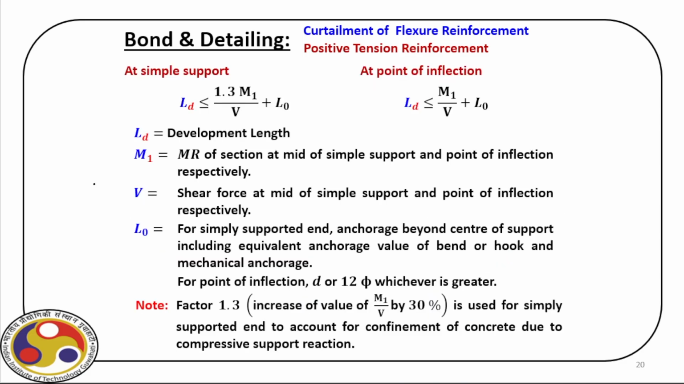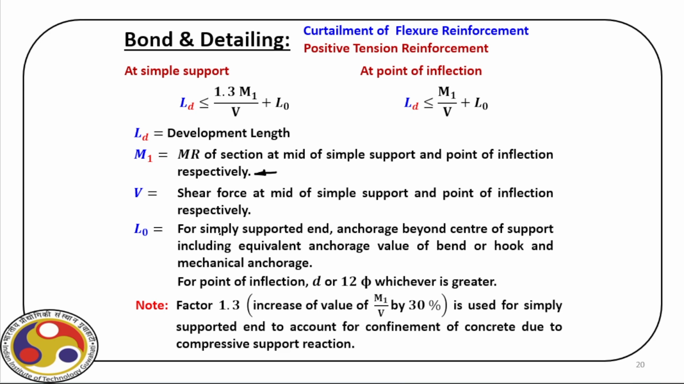Right. Okay, so if we just sum it up, at the simple support, we have to have the development length LD less than or equal to 1.3 M1 by V plus L0, where LD is the development length and M1 is the moment of resistance of the section at the middle of the simple support and point of inflection, whichever is appropriate. V is the shear force at the middle of the simple support or the point of inflection.